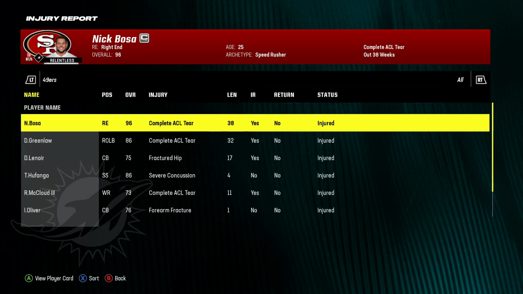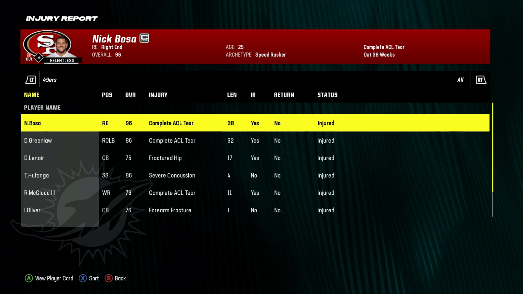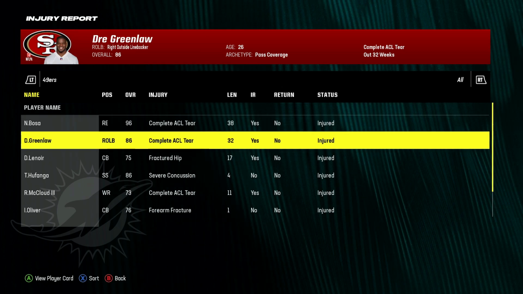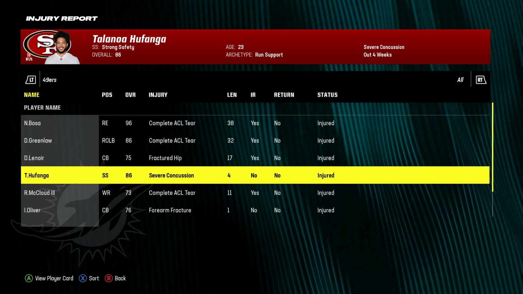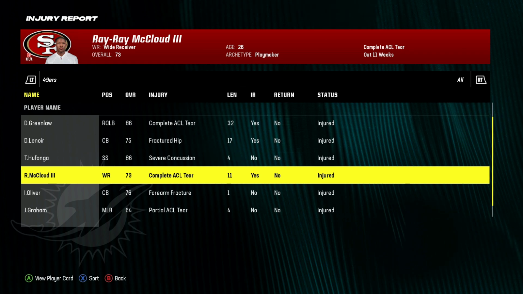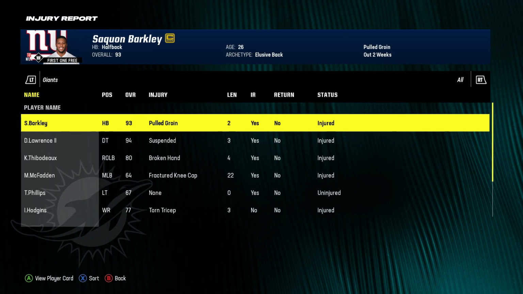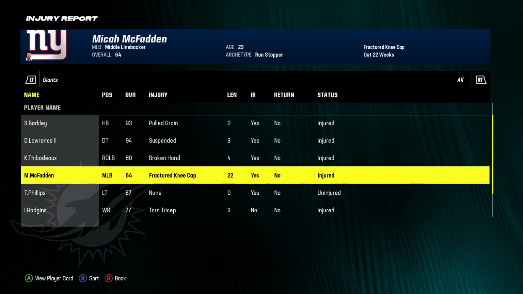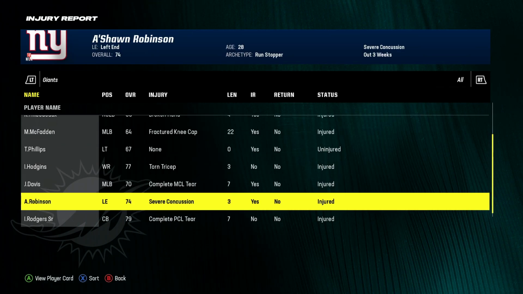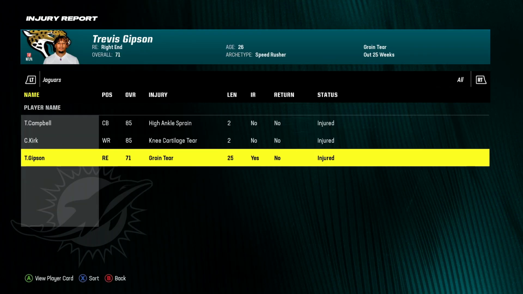Okay, hold up. So the 49ers have Nick Bosa hurt. Greenlaw hurt. They have their strong safety hurt. Ray McLeod. Isaiah Oliver. Holy crap. Saquon Barkley like guaranteed to get hurt. That's just kind of life at this point.